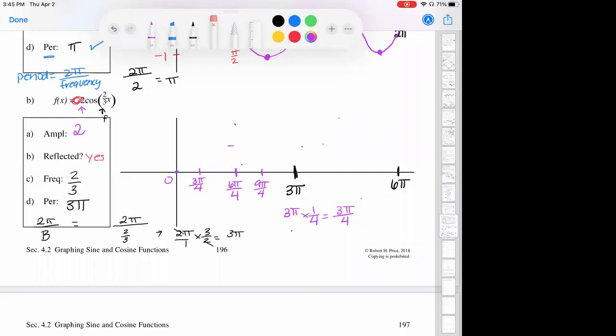Now you must simplify these fractions. This one I must simplify, 6 pi over 4. That's 3, that's 2, so 3 pi over 2.